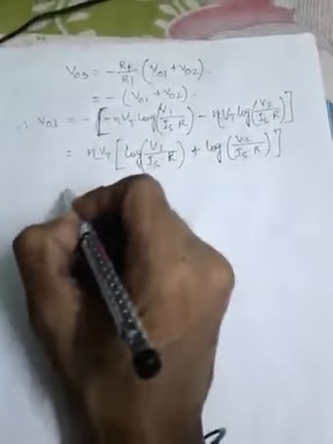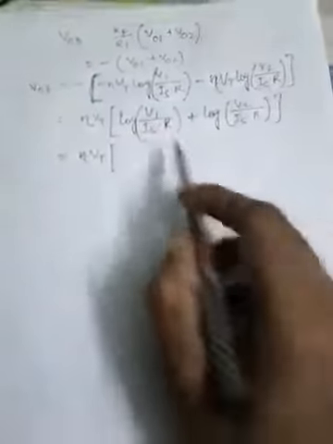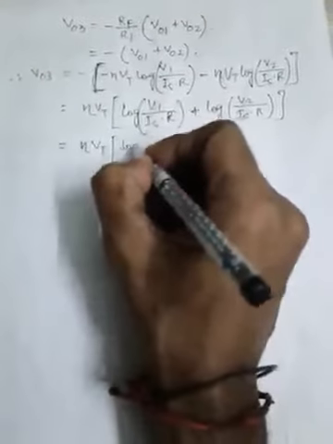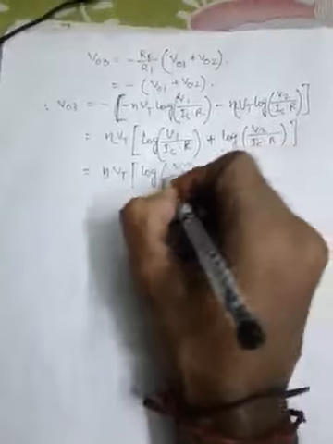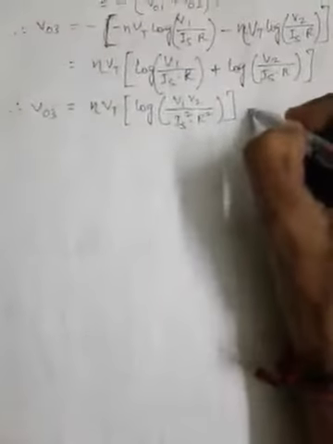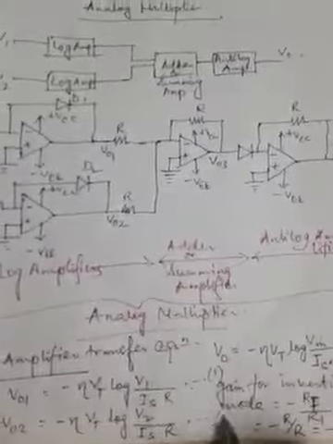Now this is eta Vt. Now apply the formula of logarithm from your basic mathematics. This is log V1 V2 by Is square into R square. So this is VO3. Now this is my equation number 3, and suppose we are considering these two as equation number 1 and 2, VO1 and VO2.